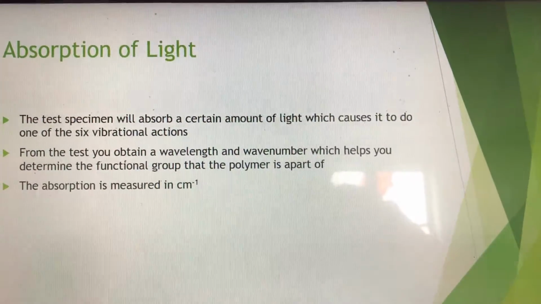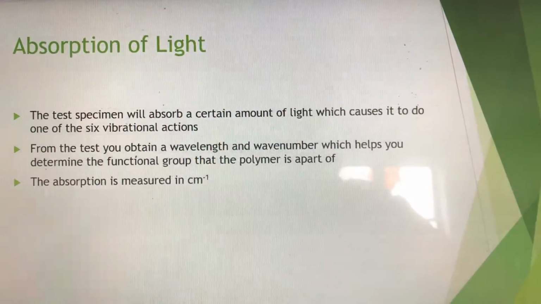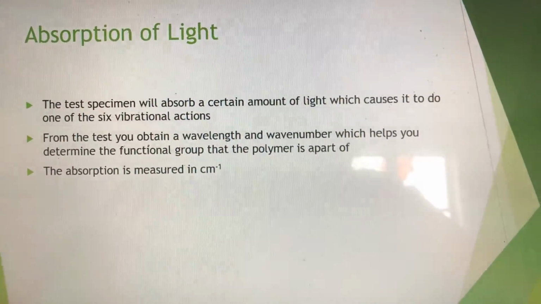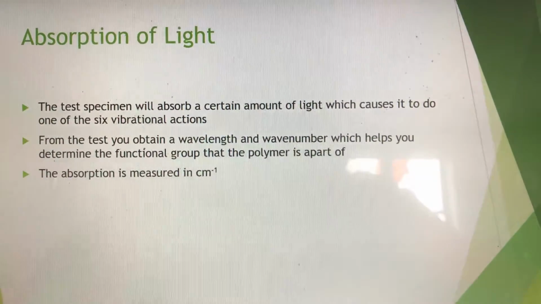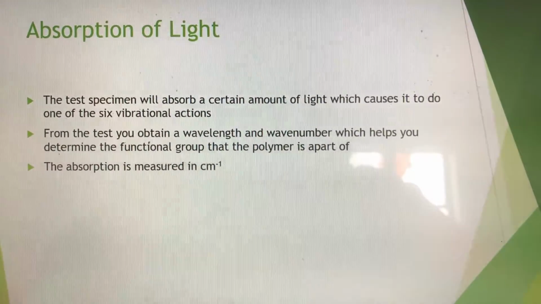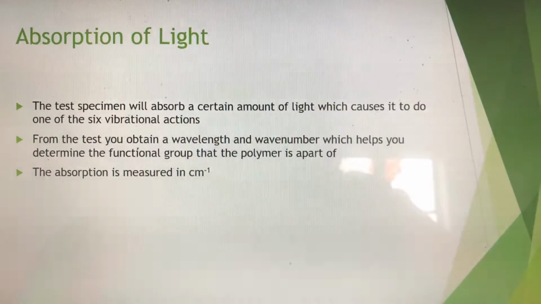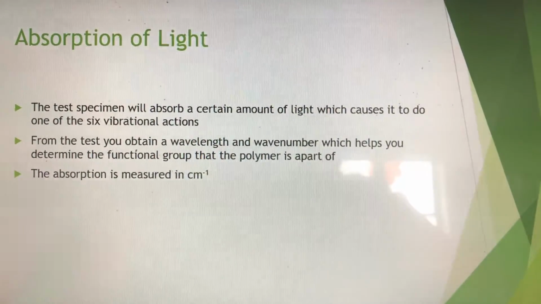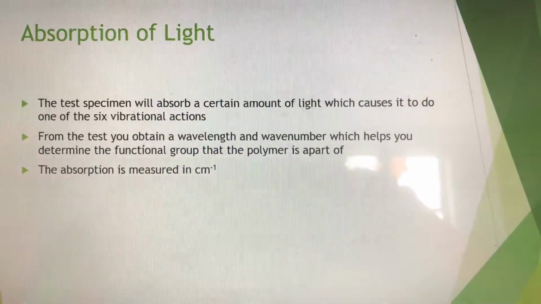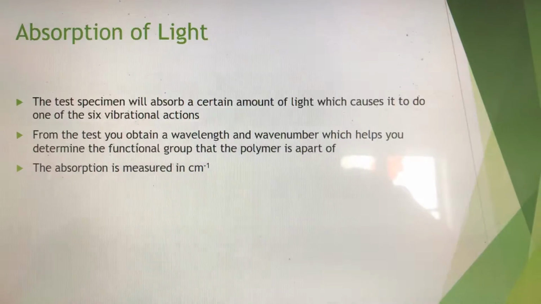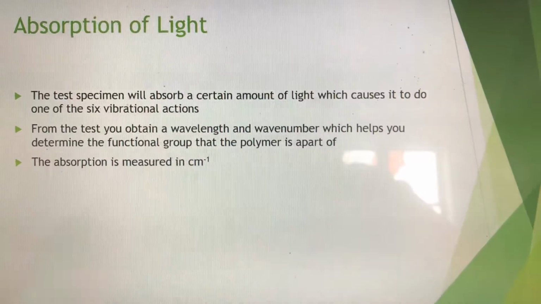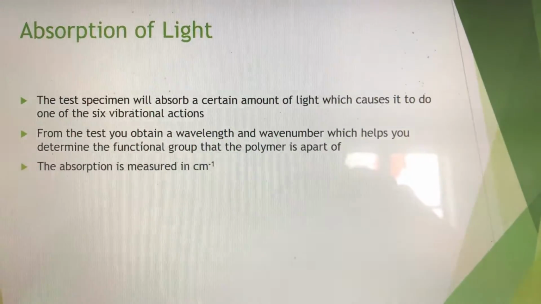Like I said, as it is exposed to the light, it does one of the 6 different vibrational actions. From the test, you get a wavelength, and you can determine the wave number and the functional group that it's a part of. The functional group helps you determine the molecular makeup of your polymer, and that can also help you determine the different kinds of applications that your polymer can be used for.